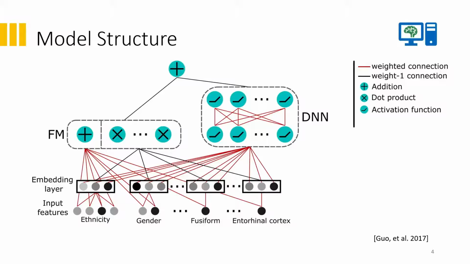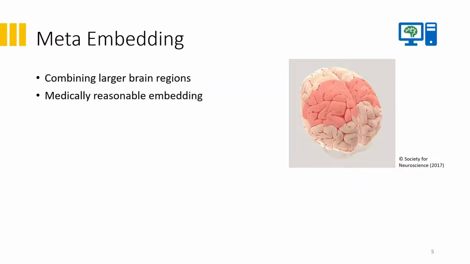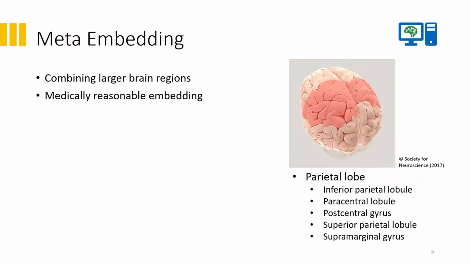Furthermore, the embedding layer enables us to use meta-embedding. This means combining multiple features into one embedding vector. We only combine volumes of brain parts into larger regions as this is medically reasonable. For example, the parts of the parietal lobe together. This will later also help with the interpretation of results.